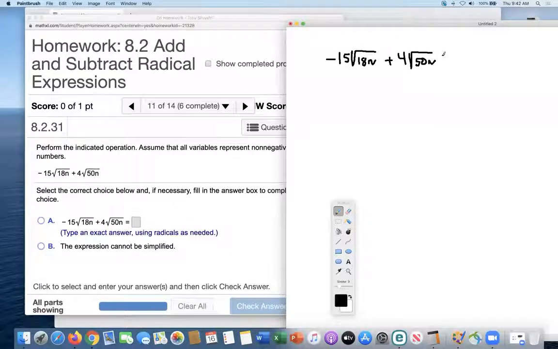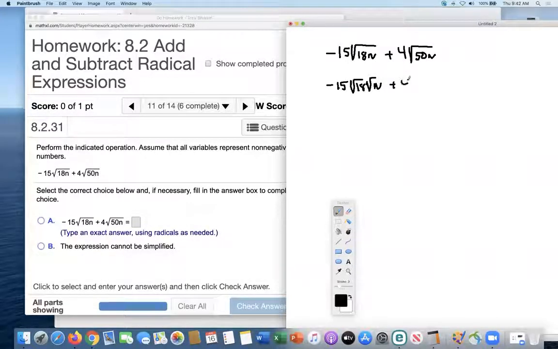So there's what we're starting with. Right now, those square roots don't look the same at all. So what you want to do is focus on the square root and rip it apart. That's the best we can do, and hope for the best. That negative 15 is what it is. Leave it alone, but I'm going to rip up that square root of 18 from the square root of n. Just copy the rest down, 4. I'm going to rip this apart, square root of 50, square root of n. I'm sort of happy because this one has a square root of n and this one has a square root of n, so there's likeness there. But let's not be too happy right now.